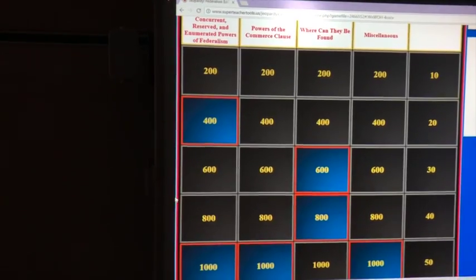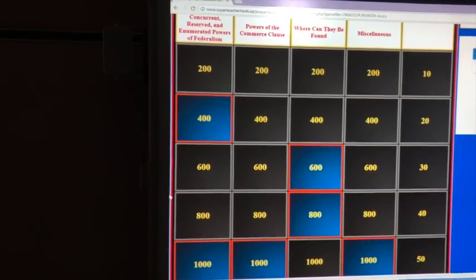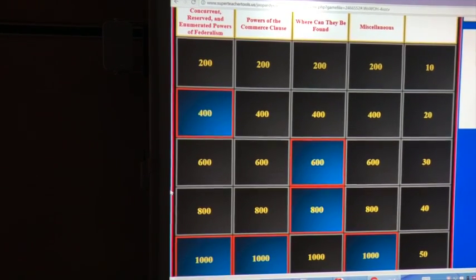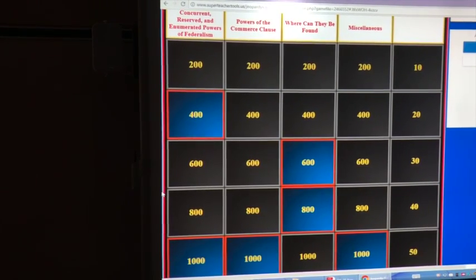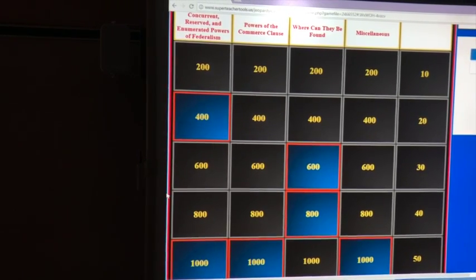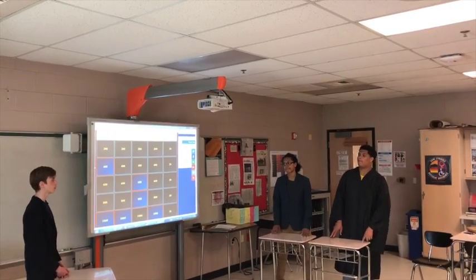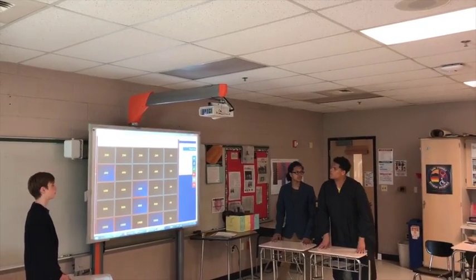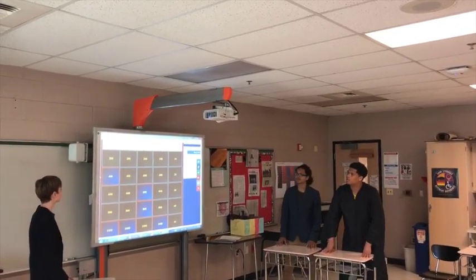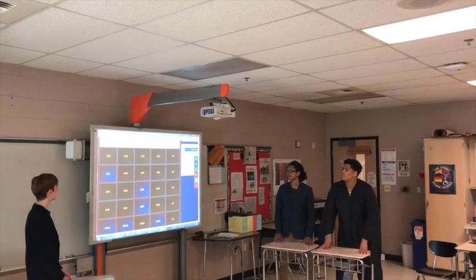We will have 4 subjects on the day: concurrent, reserved, and enumerated powers of federalism, powers of the Commerce Clause, where can they be found, and last but not least, miscellaneous. Patrick, we will start with you. I will take concurrent, reserved, and enumerated powers of federalism for 400, please.